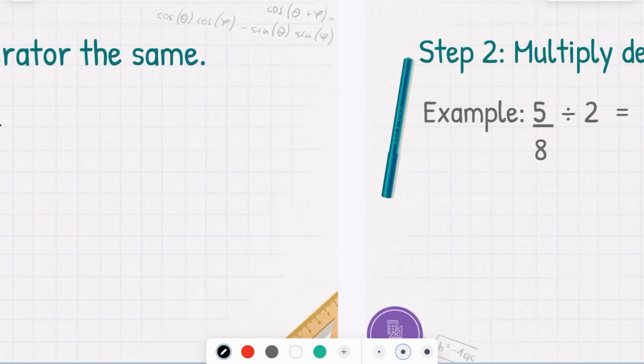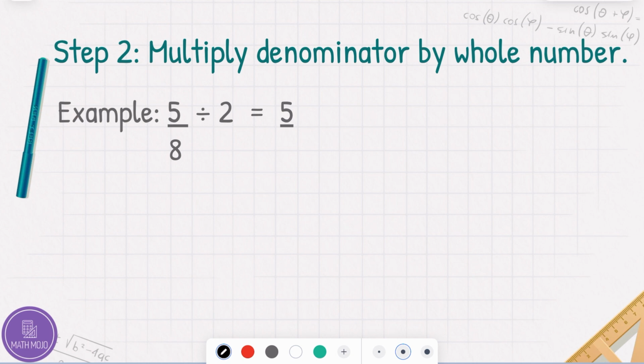And then moving on, our step 2 is multiply the denominator by the whole number. So this is our denominator, 8, and then our whole number is 2. So 8 multiplied by 2 is 16, and that would be our denominator. And that is our final answer, and this is the fraction in its simplest form.